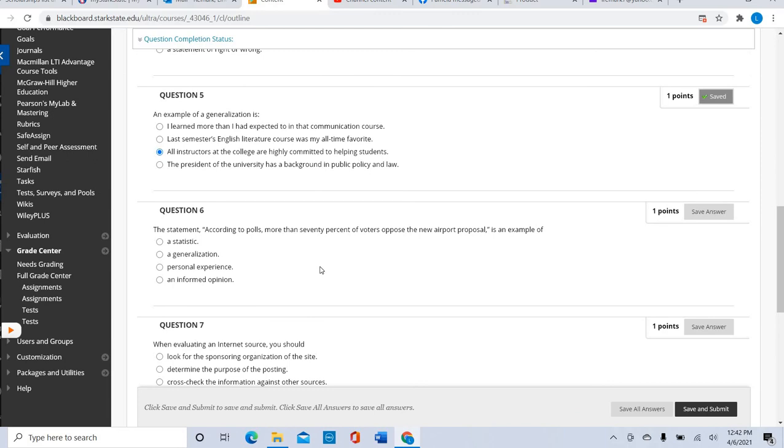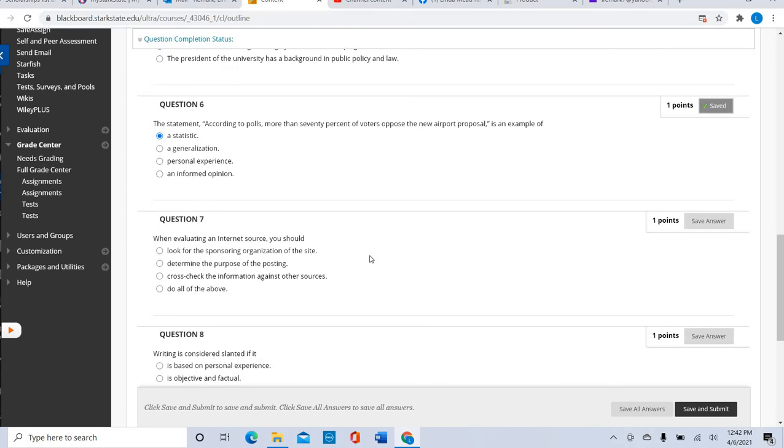Question 6, according to polls, more than 70% of voters oppose the new airport proposal. This is an example of what? Well, the fact that they include this percent, 70%, that's a statistic. So it's not a generalization. It's not someone's personal experience or an informed opinion. That's a piece of information that they collected.